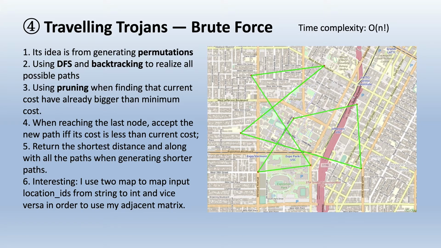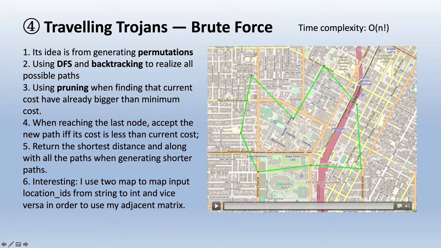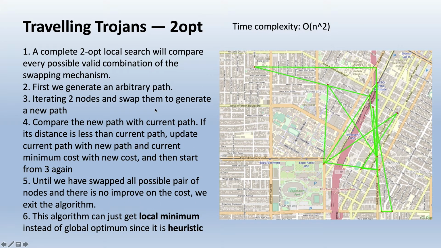What's interesting here is I use a map to map input location IDs from string to int, and vice versa. I use an adjacent matrix to store all my data, and in the vector its index is int. And the time complexity here is O of n factorial. On the right is my implementation, the animation. And the second one is 2-opt.